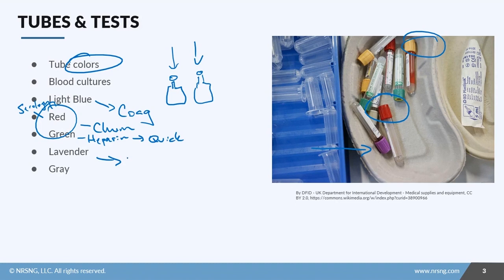Your lavender top tube, like we talked about in the last slide, is going to be the one for your CBC because it has the anti-clotting additive EDTA in it. You can also send out for something like your H&H, or hemoglobin and hematocrit, so we're checking for anemia. The last one you may run into is a gray top tube, and you're going to see this with lactate, or the other one you may see it with is a blood glucose.